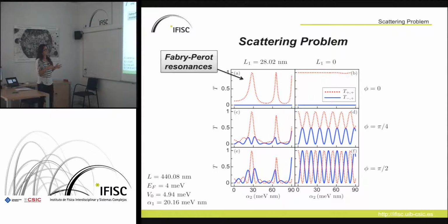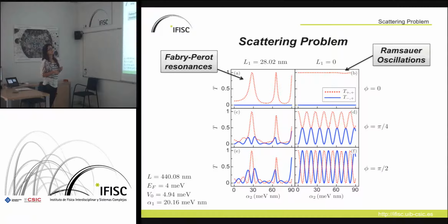We can explain this better if we remove the QPCs, and then we remove the Fabry-Perot resonances, and we only observe what happens with the Rashba field in the central region. We observe here that the system is completely transparent, and only for high enough values of alpha 2 do we observe these weak oscillations that are due to the Ramsauer effect.